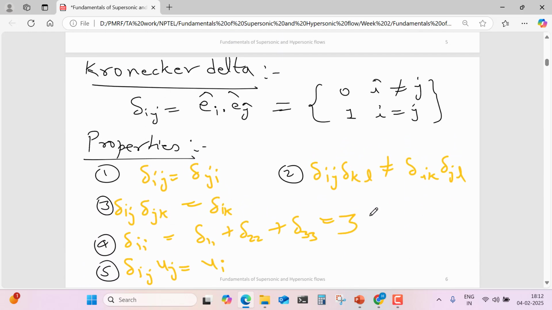Now we'll see the Kronecker delta. Kronecker delta is an operator, not an operator. You can say it is an identity matrix in a simple form of order 3. It can be written as the dot product of e_i cap dot e_j cap. So the dot product will be 1 only when both i and j are equal, and if i and j are not equal, then it will become 0.